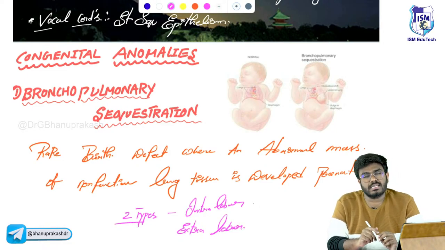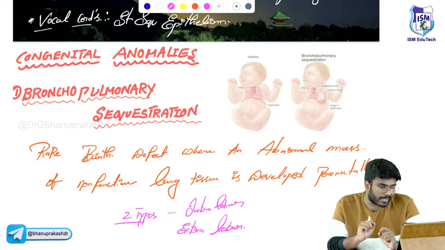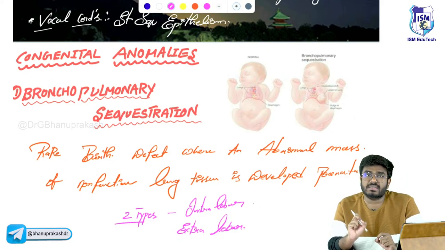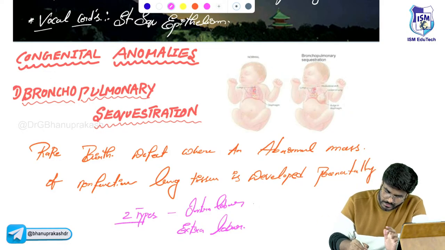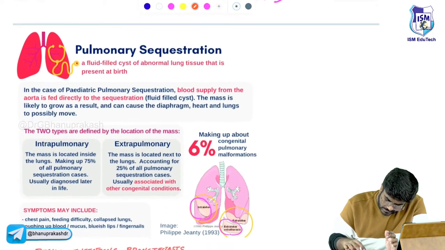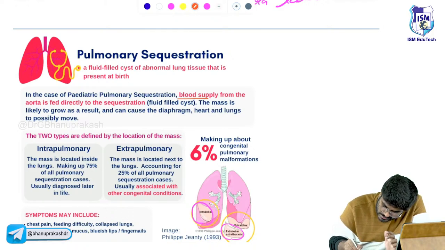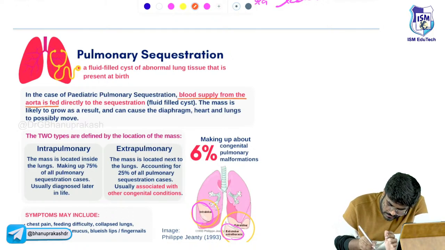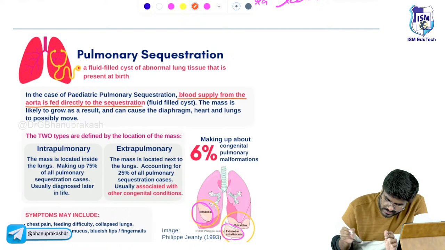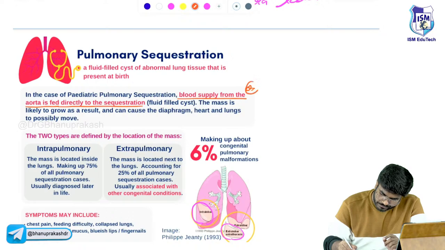The question which was asked is, there is this lung tissue present, from where will it get its blood supply? So this mass receives the blood supply directly from the aorta, from a branch of the aorta. Let me write here. See, I found it on the internet, but it is very important: blood supply from the aorta is fed directly into the sequestration.